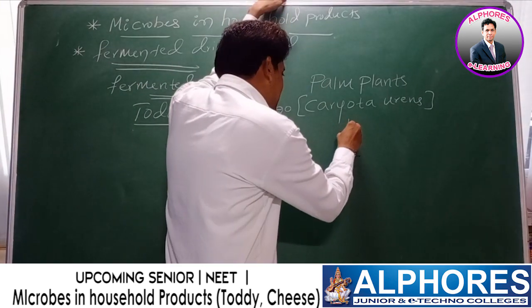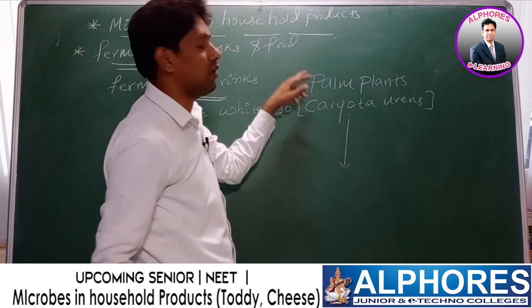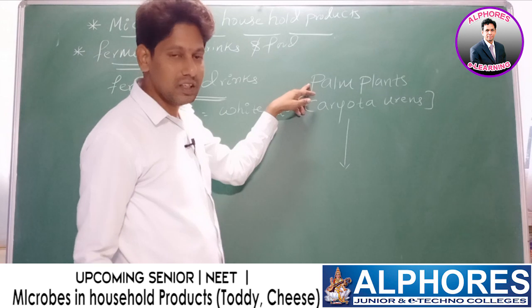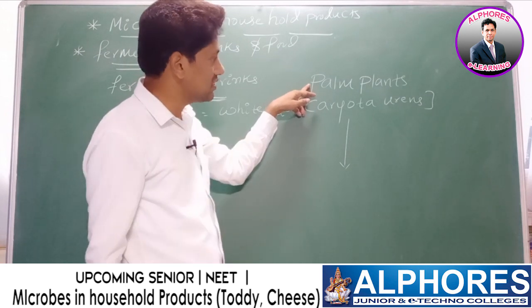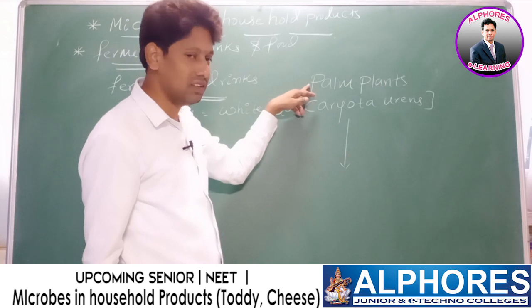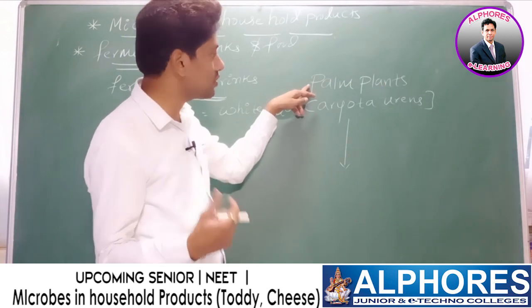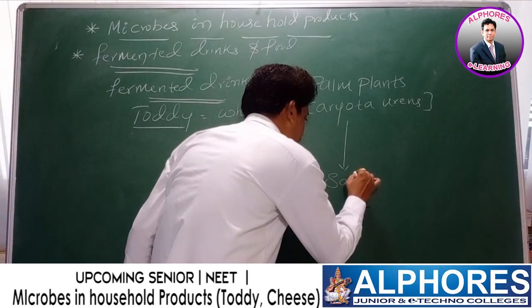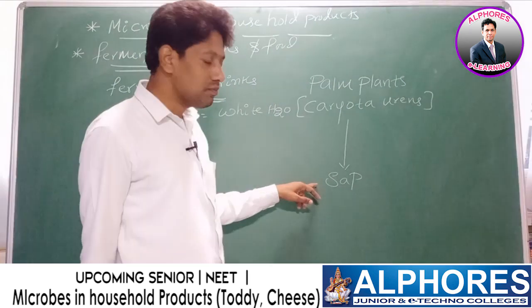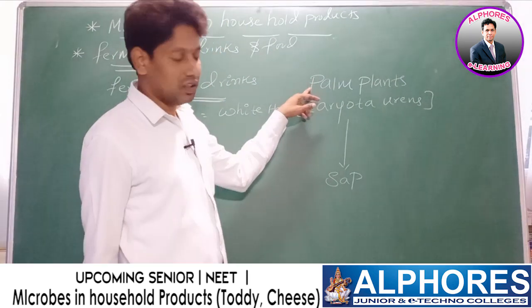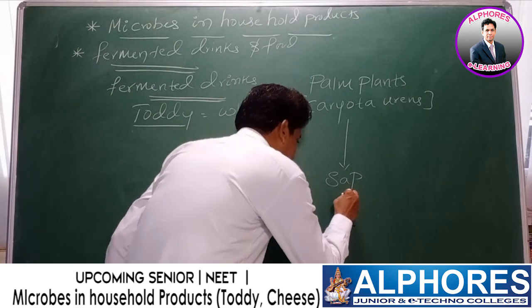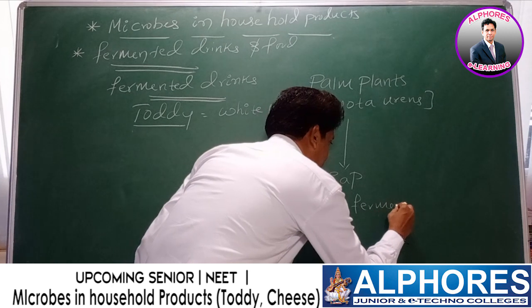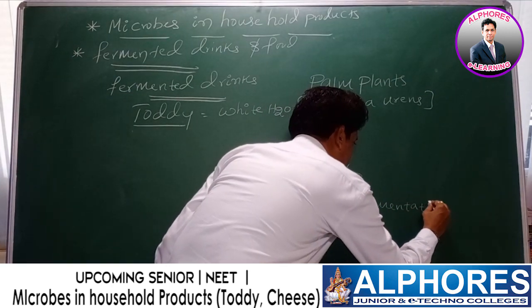Now, what we are doing is cutting the leaf of this palm plant. When we make an injury in this leaf of the palm plant, then the sap oozes out. The sap comes out of the leaf of the palm plant. Now this sap undergoes fermentation.